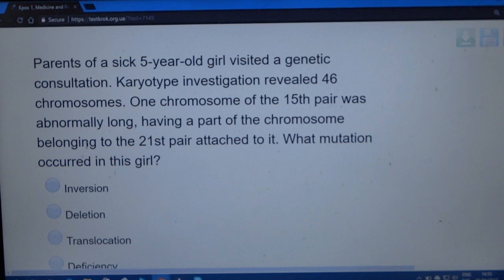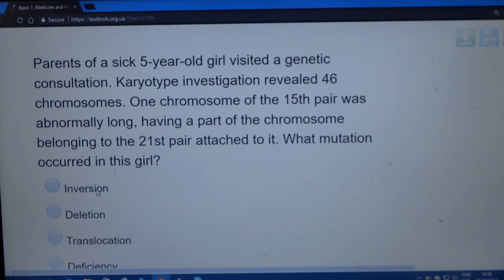Okay, next question. Parents of a sick 5-year-old girl visited a genetic consultation. Karyotype investigation revealed 46 chromosomes. One chromosome of the 15th pair was abnormally long, having a chromosome belonging to the 21st pair attached to it. What mutation occurred in this girl?